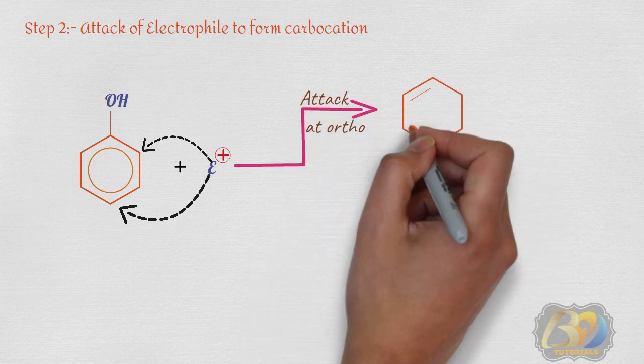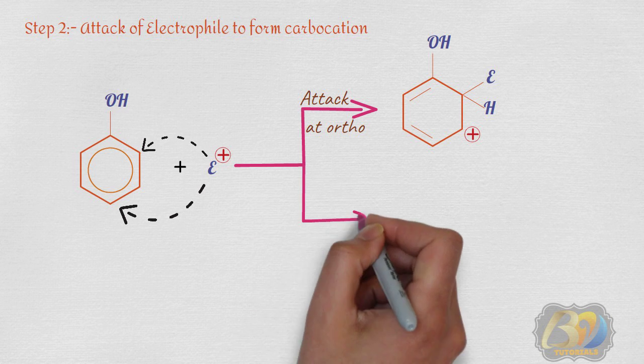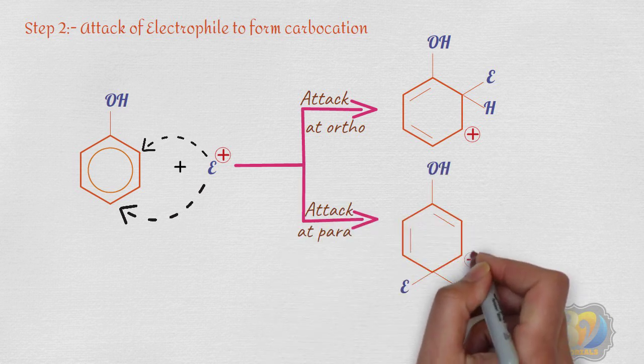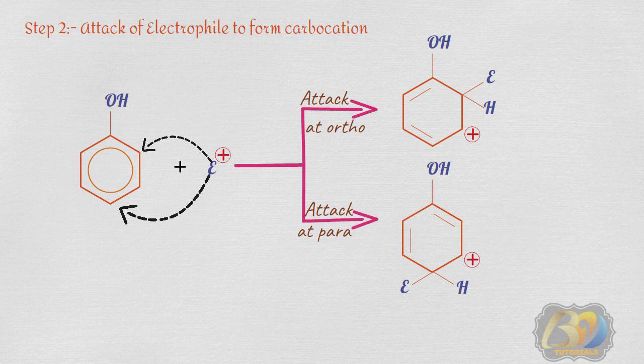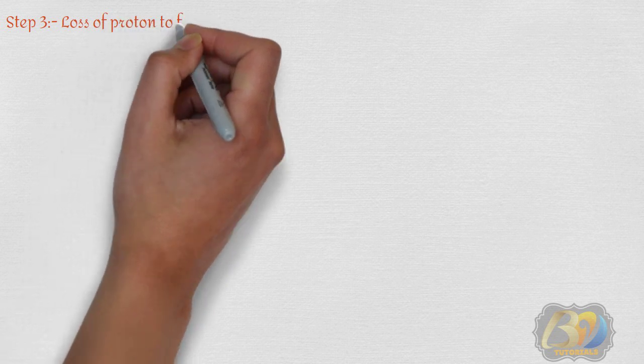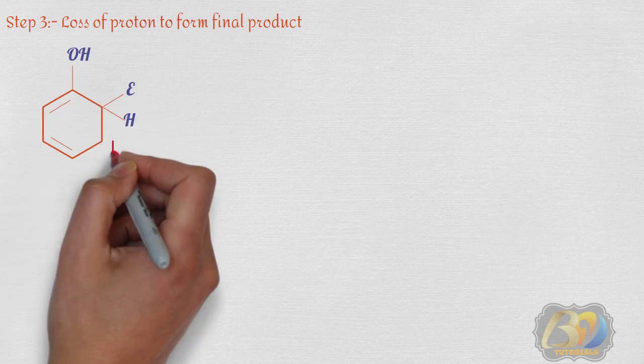If it attacks the ortho position, we will get an ortho substituted carbocation, and if it attacks the para position, we get a para substituted carbocation. The third step involves the loss of a proton to form the final product. Let's draw structures of both carbocations.